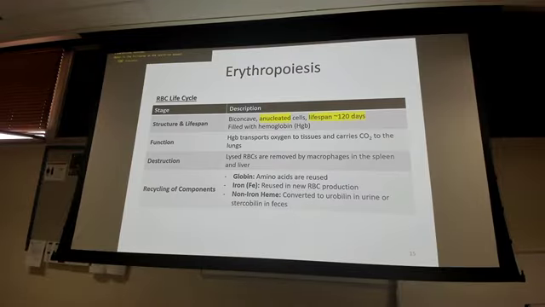All right, so production of red blood cells, erythropoiesis, all right? So these are concave, anucleated cells. They live about 120 days in your body before being recycled again.